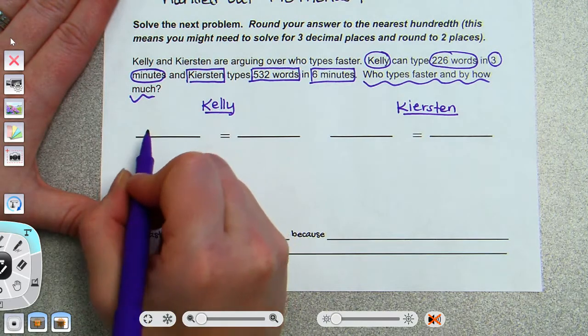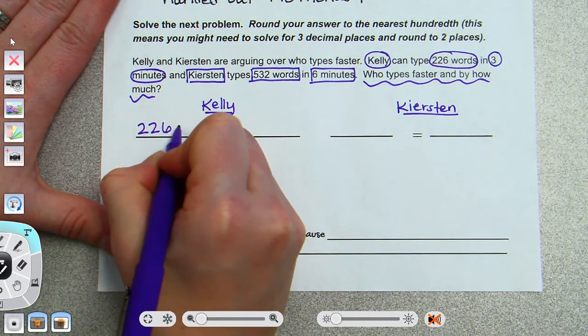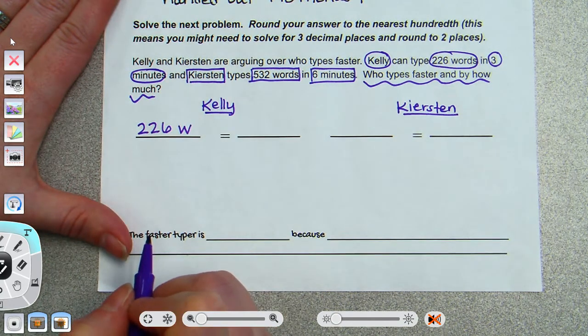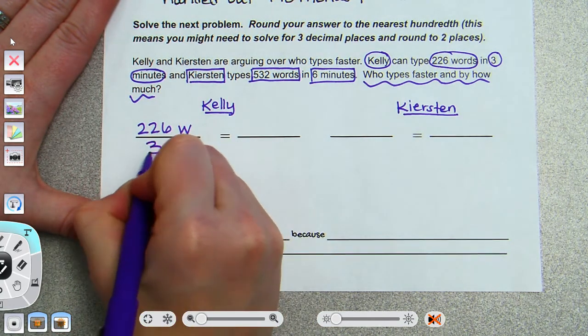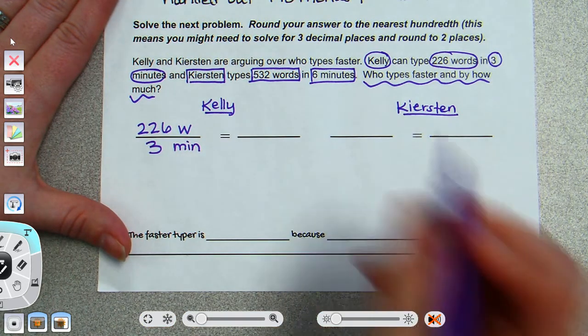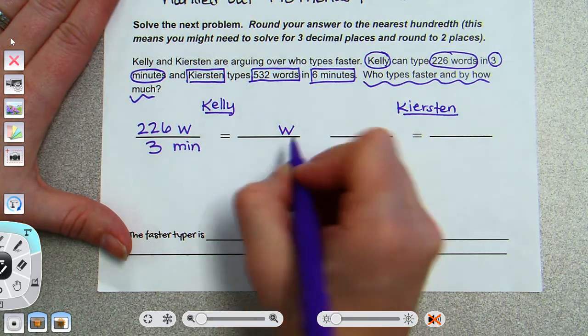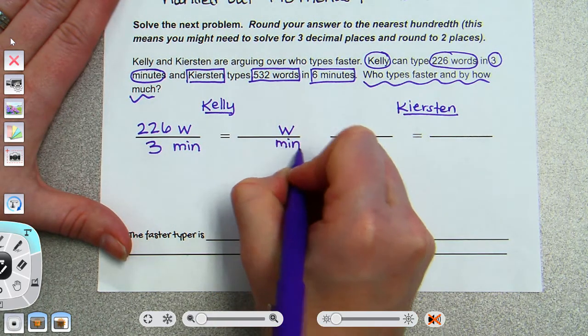So let's write what we know. Kelly is 226 words. So I'm going to put 226, and I'm going to do W for words. Then it says 3 minutes, so I'm going to put 3 MIN for minutes. Now over here on the right side, I know we still want to have words on top, so I'm going to put a W, and we still want minutes on the bottom.